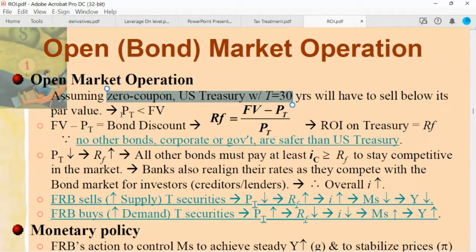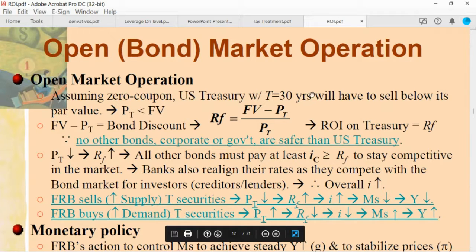Now, that's the only way it can sell, because otherwise it's not paying any interest. If it isn't paying any interest, and it's not selling at a discount, then there's no reason for anybody to buy such a bond. So basically, it's designed to be that way.